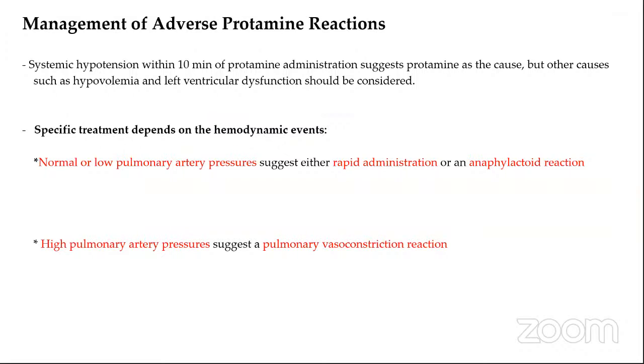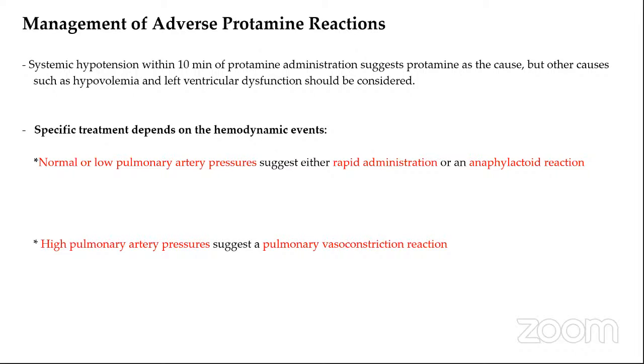So how can we manage the adverse Protamine reaction? If systemic hypotension happens within 10 minutes of Protamine administration, this suggests that Protamine is the cause, but you need to rule out all other causes as well when you are coming off pump, like hypovolemia or left ventricular systolic dysfunction. Once you make sure that you have ruled out everything and it's related to Protamine, the management depends on the hemodynamic profile you have.